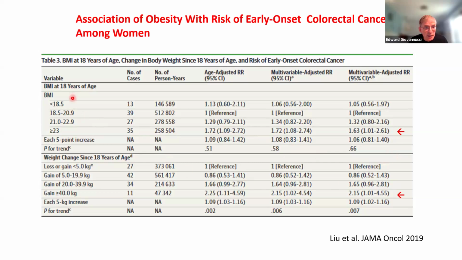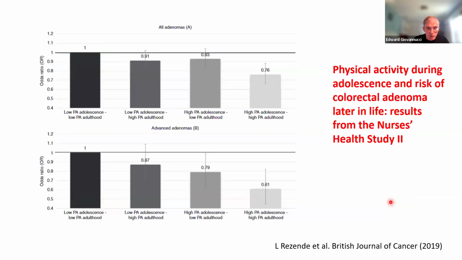So this is BMI at age 18, and then weight change since age 18. These are modeled simultaneously. You see that BMI at age 18 is associated with an increased risk of colorectal cancer, and also weight gain after 18. So both your early weight independently and your weight gain later in life are associated with increased risk.